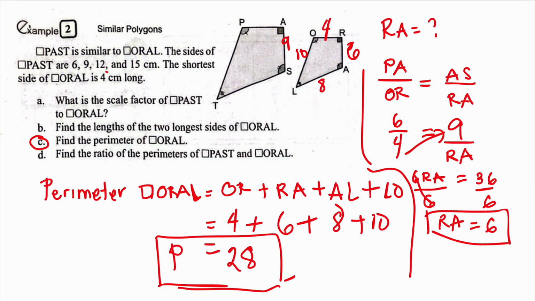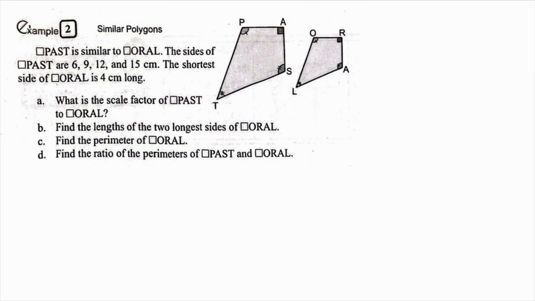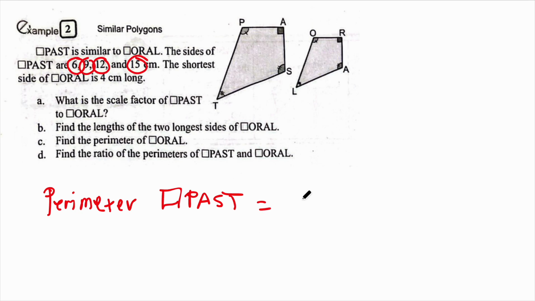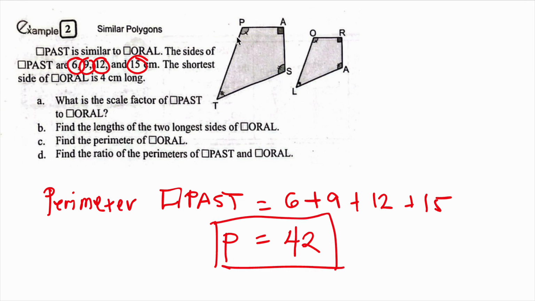Okay, so let us try to find out the perimeter of the other polygon. There is a given here in the past, the perimeter of the polygon past or the quadrilateral past, no? Meron na siyang given na 6, 9, 12, 15 from the given. So we can add 6, 9, 12, and 15. And when we add them, the resulting figure would be 42. Okay, that would be the perimeter of this particular polygon.